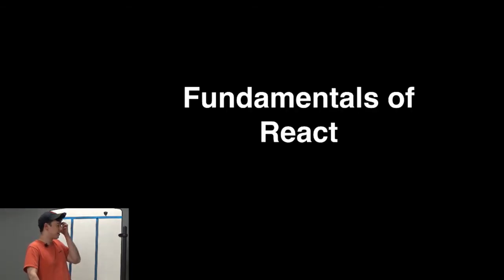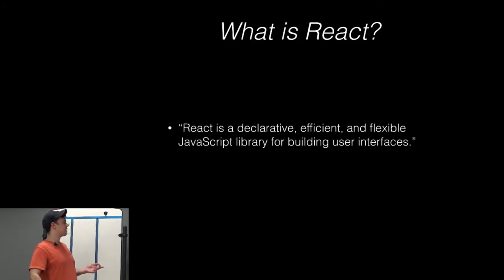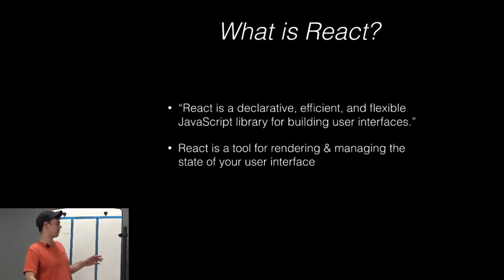So let's take a little bit of time, since we've gotten a really high-level overview of how the DOM and the CSSOM work, to talk about the fundamentals of React. So what is React? React is a declarative, efficient, and flexible JavaScript library for building user interfaces. Again, that might not mean a lot, but what that really means is that React is a tool for rendering and managing the state of your user interface.